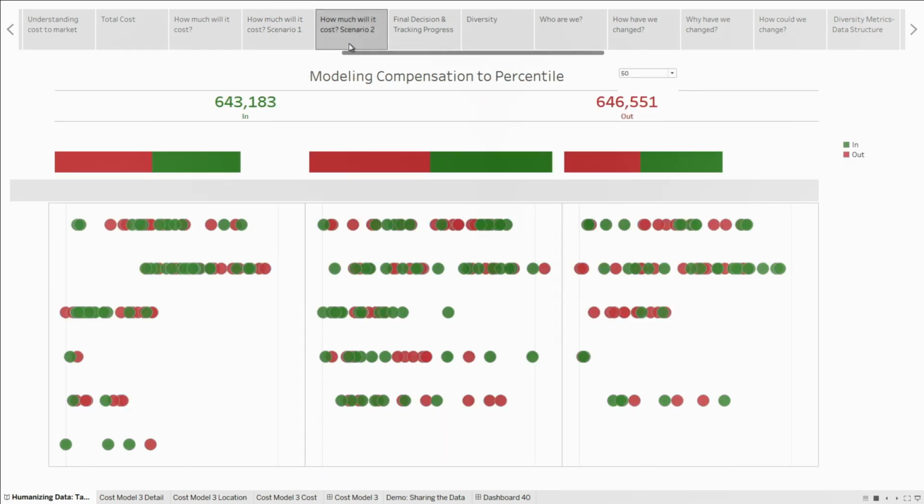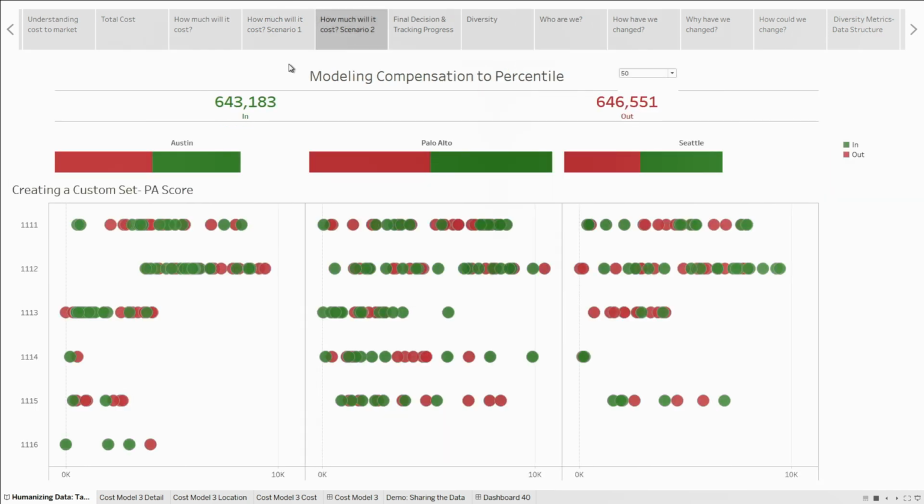So we built out another scenario, which we took our PA score data, we colored it here, and we created two groups, high performers and low performers. So the in, or the green, are the high performers. The red are the people not performing, highlighted here in red. So you can see here overall, once again, this is at the 50th percentile, that cost and how it breaks down.